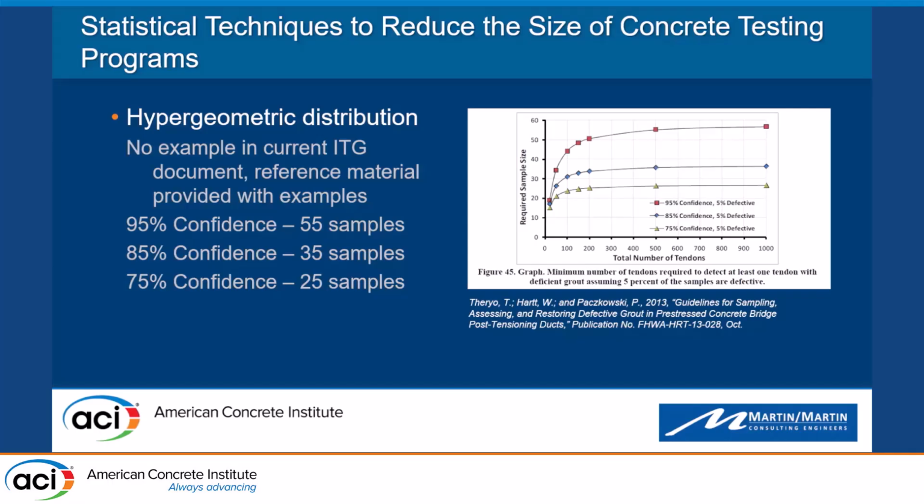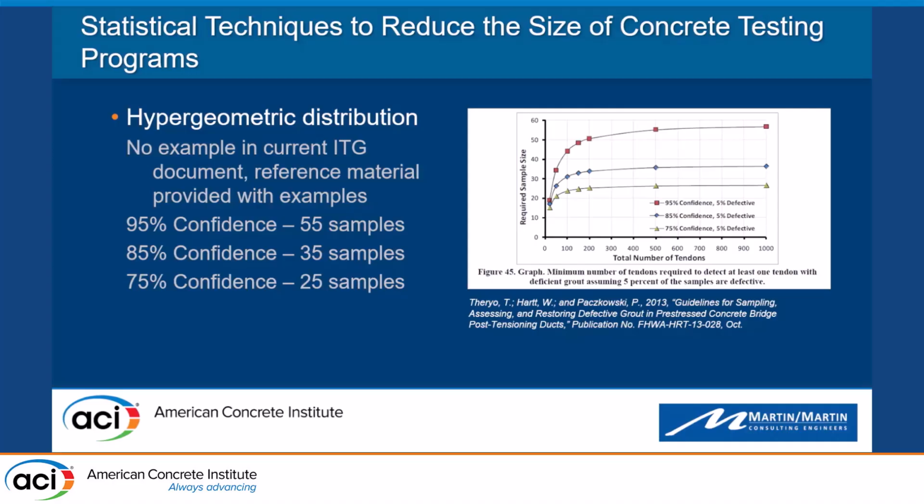As I read through the guide document, there wasn't an example that talked about how to deal with this binary data, but there was a reference to an FHWA document that dealt with a hypergeometric distribution, which is a distribution that, if I understand it right, has distinct peaks throughout the data set, and those are my zeros and my ones. And so that information suggests that if I wanted to reduce the scope of my non-destructive testing program, I could have used that method to come up with an initial sample size.